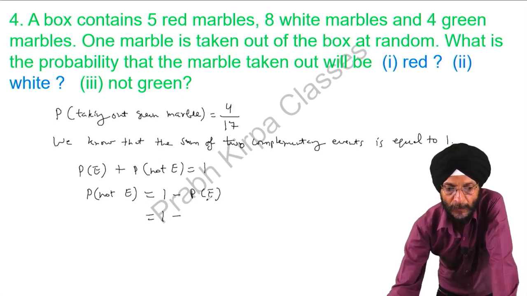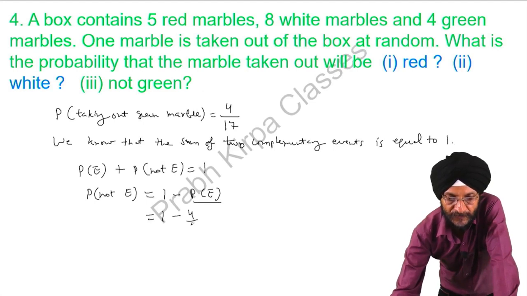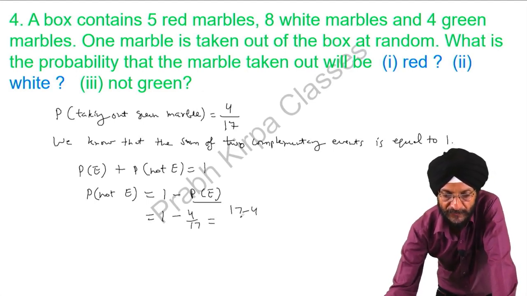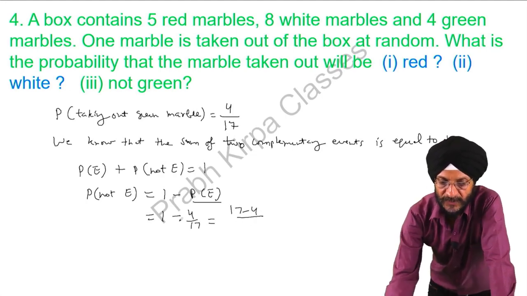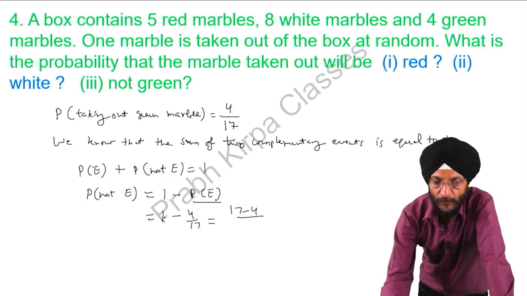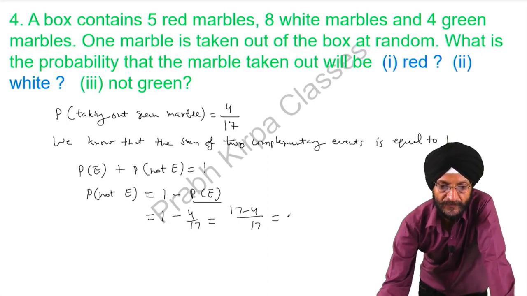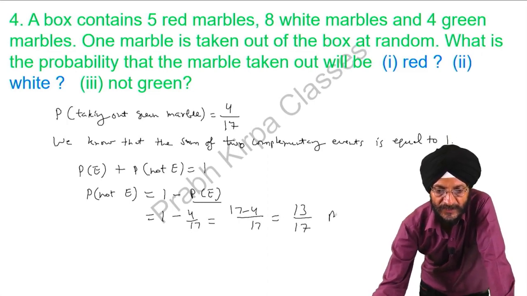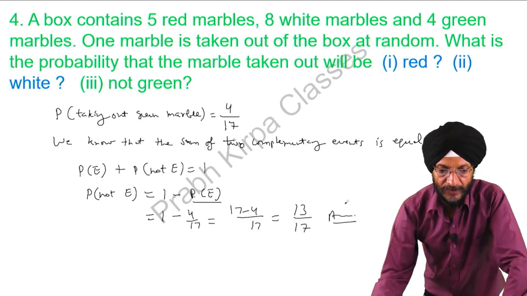So what is the probability of occurrence of the event? It is 4 over 17. So when we subtract 4 over 17 from 1, it will be 13 over 17. This is the answer before you.